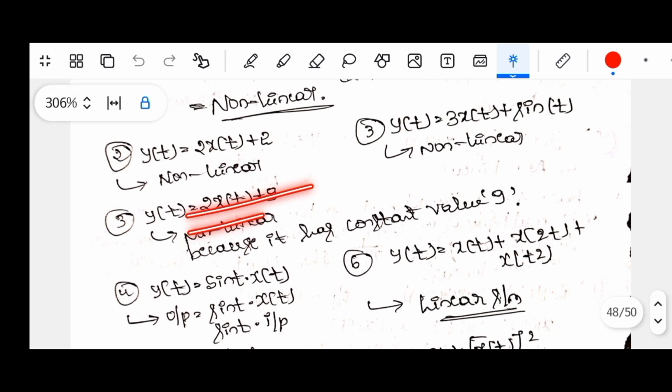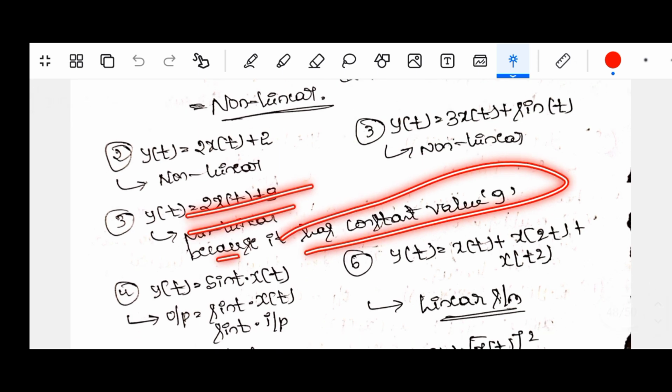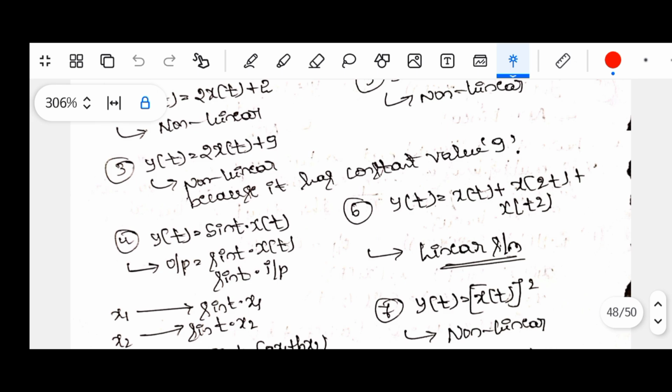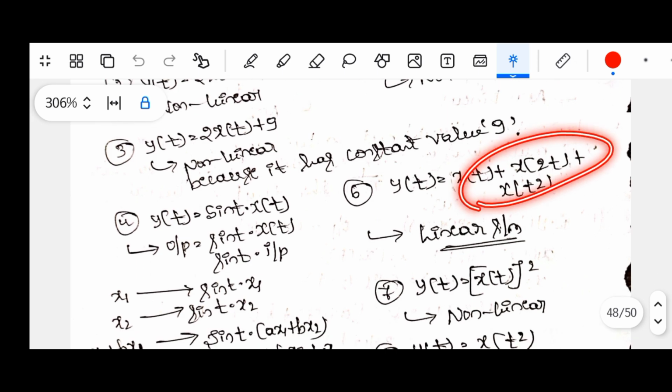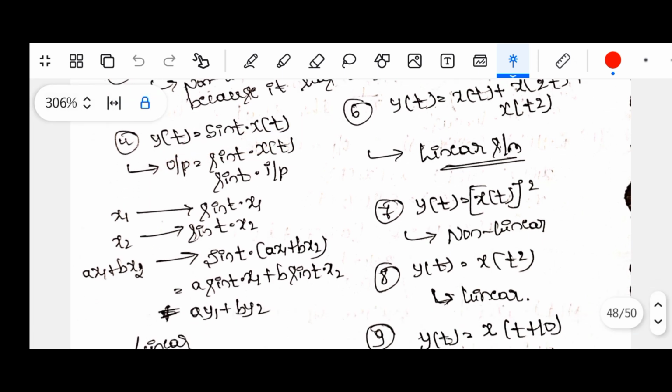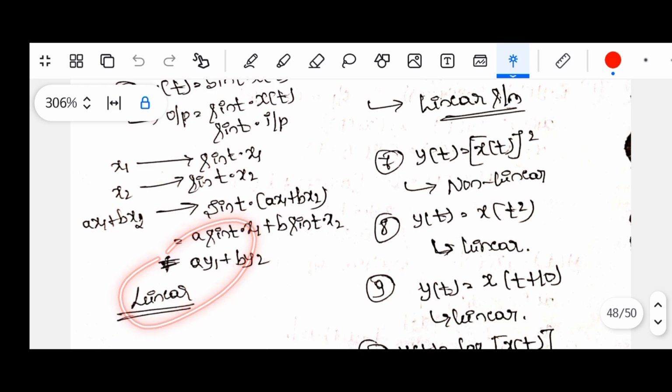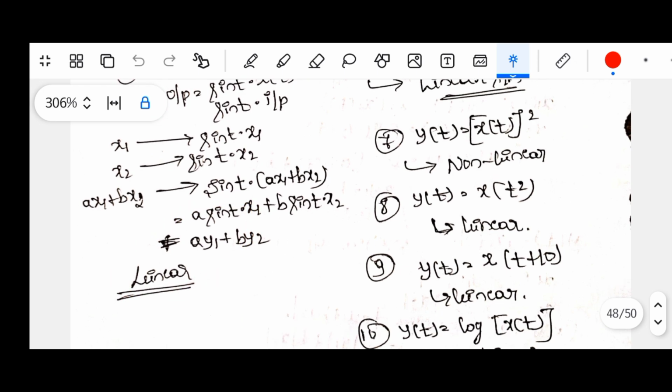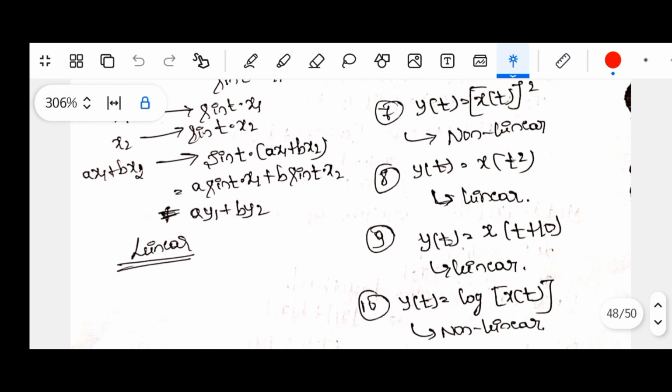It is also non-linear because it has a constant value 9. See here, this is also non-linear because it has only a t value, t variable. y(t) is equal to sin t into x(t). Output, this is also linear because there is no multiplied with linear. So y(t) is equal to x(t) square. There is no any other variables, therefore it is also non-linear.